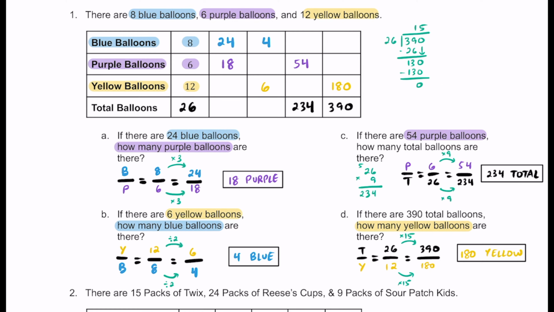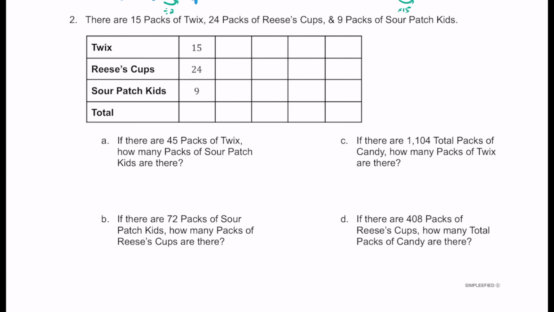Alrighty, that wraps up number 1, so let's go ahead and check out number 2. For number 2, we have some different types of candy. Looks like we have 15 packs of Twix, 24 packs of Reese's Cups, and 9 packs of the Sour Patch Kids. Now, just like in the last example, I think a great idea to start with is just adding these all up. So 15 plus 24 is going to be 39, plus another 9 is going to be 48. So we know the total packs of candy here is going to be 48, and we can use that a little bit later.